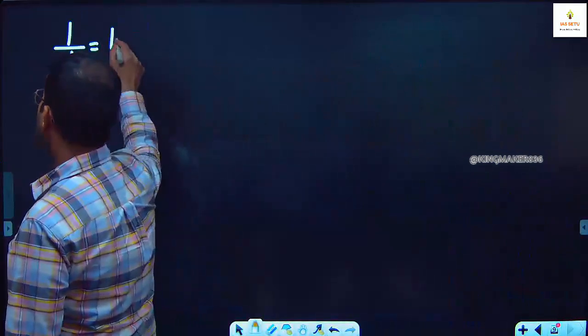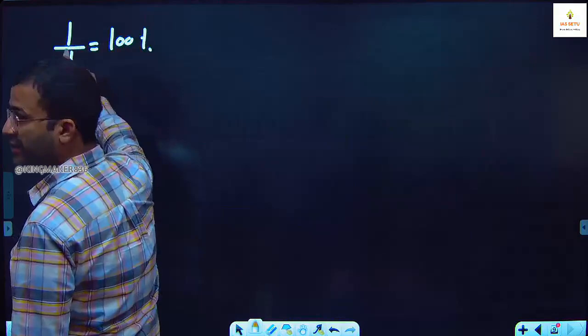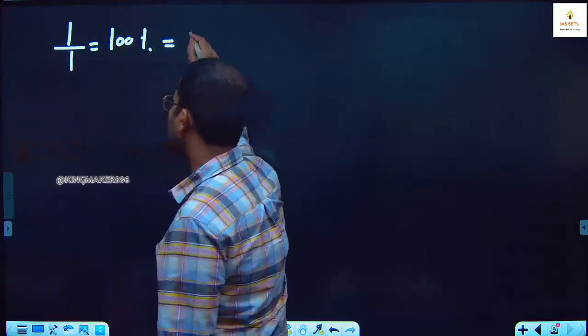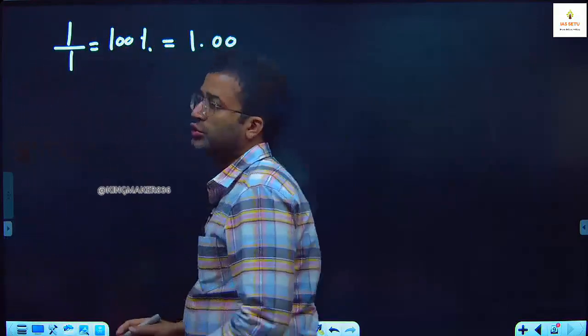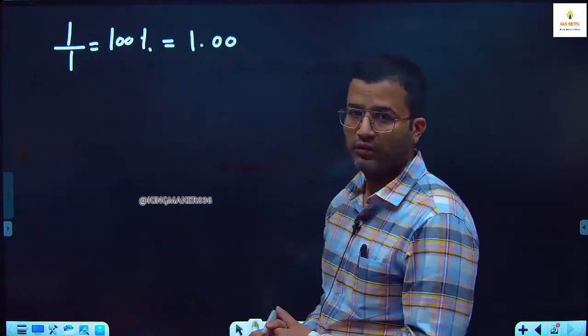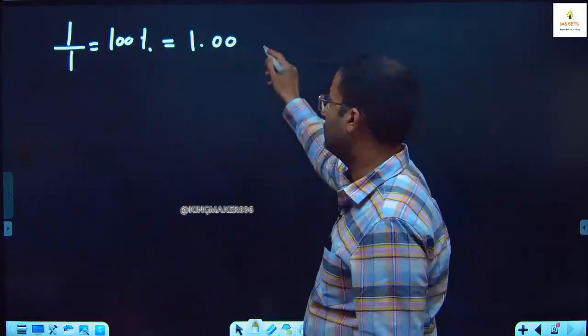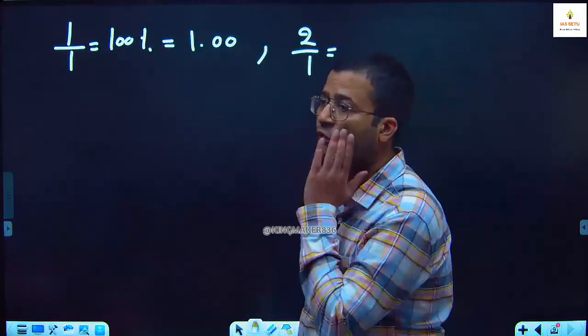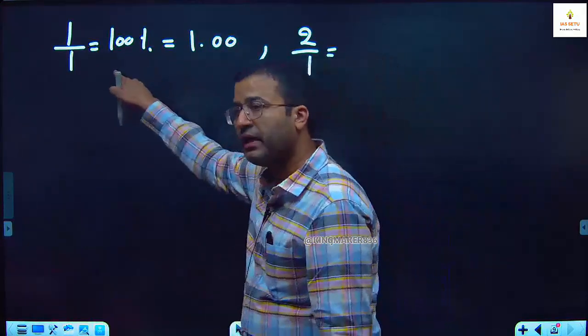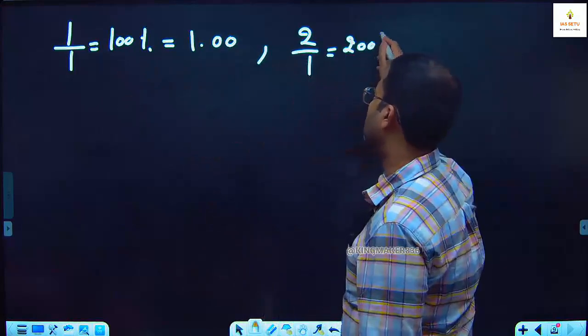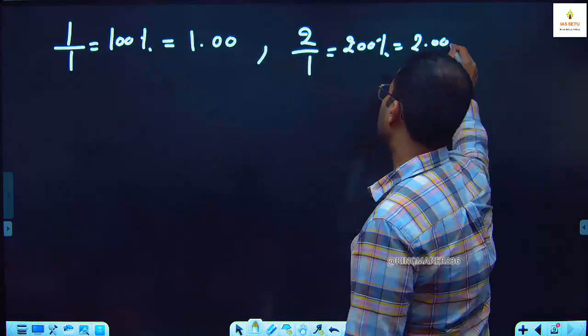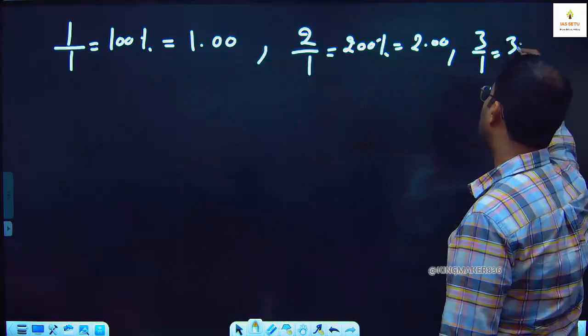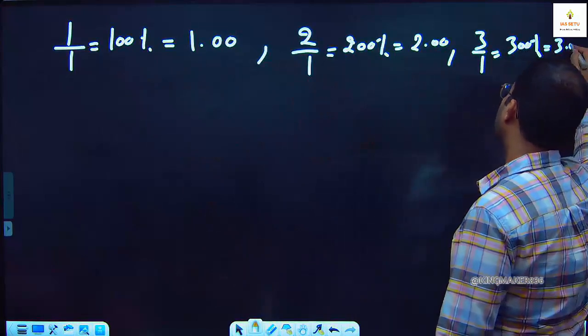One by one, 100%. This is fraction, this is percentage, and this is 1.00 decimal. We can write decimal also. 2 by 1 is like a multiple of 1 by 1, so it will be double, 200%, 2.00. 3 by 1, 300%, 3.00.